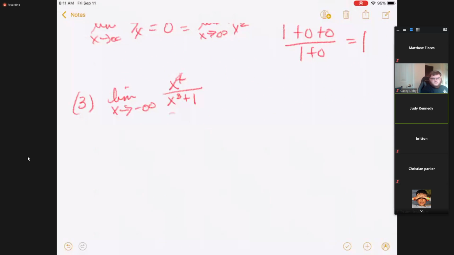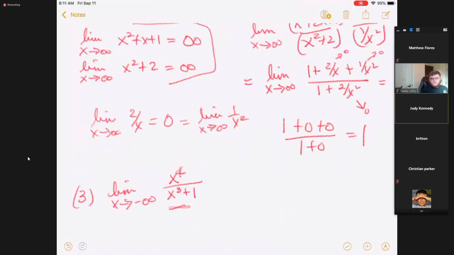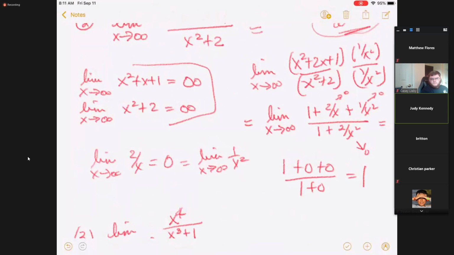And here we have the degree of the numerator is... I had a quick question for that. Sure. How did you decide to multiply it by 1 over x squared? Oh, because the highest degree is 2.